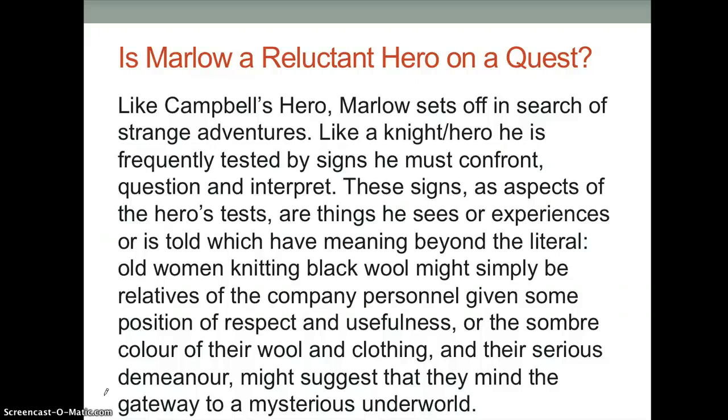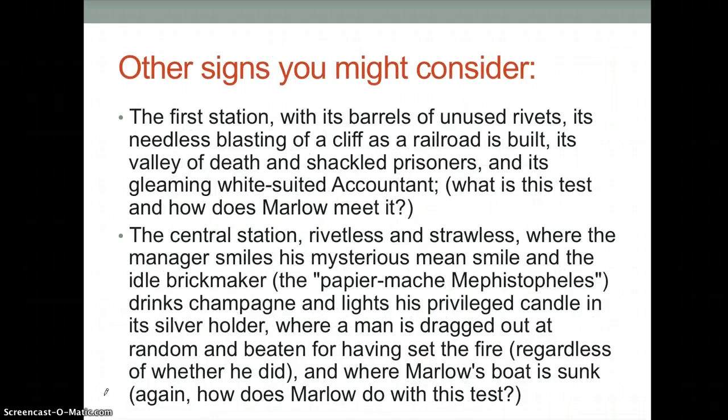For example, the women knitting black wool in Belgium before he leaves on his journey. We could just say, oh, well, they're just company personnel, but possibly they stand as guards to a gateway to a mysterious underworld. Or there are many other signs that we might consider. The first station with its barrels of unused rivets and the needless blasting of a cliff and the making of a railroad. This could be seen as a test or a sign that Marlowe has to interpret or overcome.